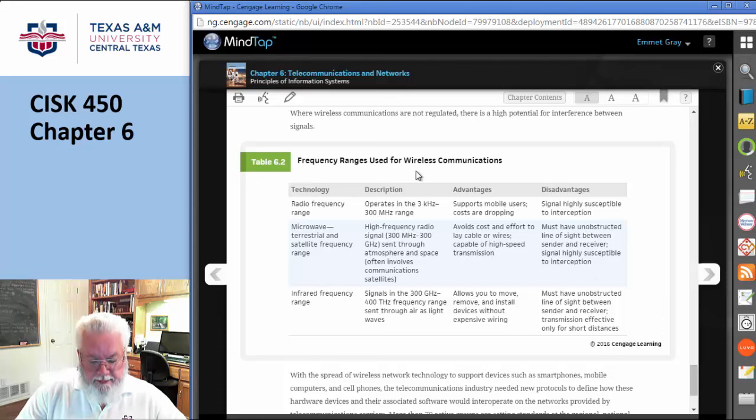Here's an example of some wireless types. So we had guided, and then we have wireless. Oh, doggone it! I guess this is a good place to stop for the 15-minute mark. We'll pick this thing up again in just a few.